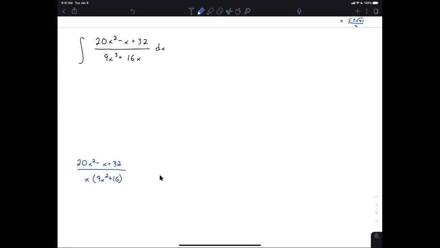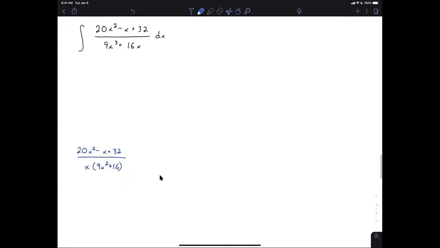All right, so now we're going to split this into the decomposition. So x is a distinct linear factor. So x is linear because it's the first power, and it's only there one time. And then 9x squared plus 16 is an irreducible quadratic factor. And so we get it to there. Does that make sense?